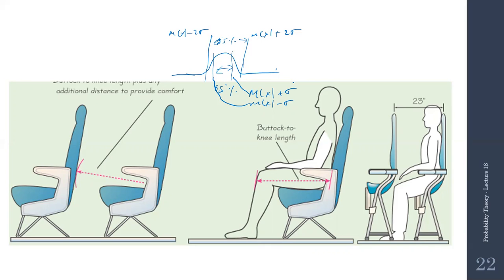Because of that, we can find the numbers that contain the average, and it contains 95% of people in the world. So we can create the chairs or sofas for an airplane which will be comfortable for all people.